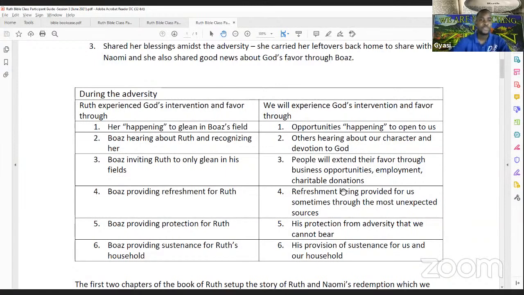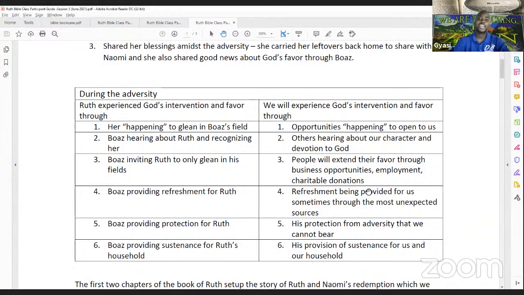But we know that happening is really God's providence. And similarly, when we take initiative, opportunities will happen to open up for us. We can also see where Boaz heard about Ruth and recognized her, not just physically, but recognized her character. And in the same manner, others will hear about our character and devotion to God as we take initiative, as we persevere. Boaz invited Ruth to glean in his field only.